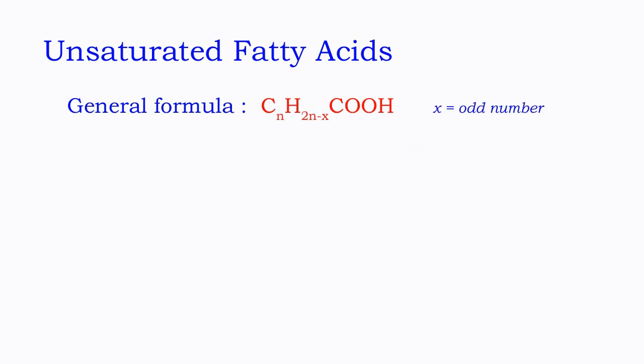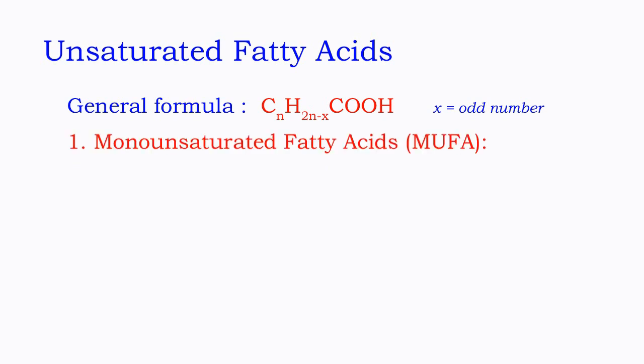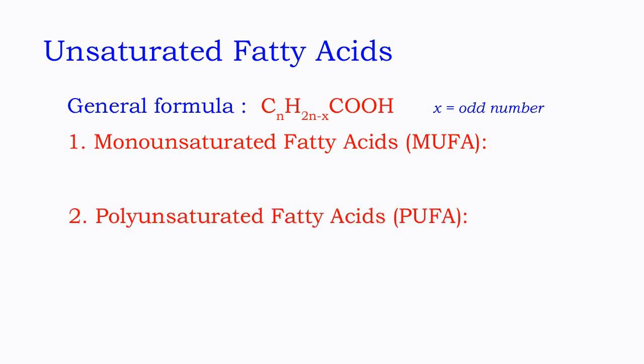The unsaturated fatty acids have the general formula CnH2n-XCOOH, in which X is any odd number. The unsaturated fatty acids are classified on the basis of their degree of unsaturation, which means the number of double bonds between the carbon atoms in the backbone. So the unsaturated fatty acids are of two types: monounsaturated fatty acids, in short called MUFA, and polyunsaturated fatty acids, in short called PUFA.